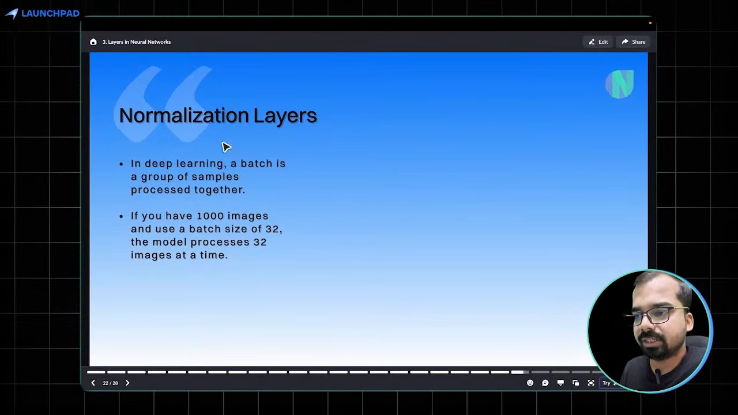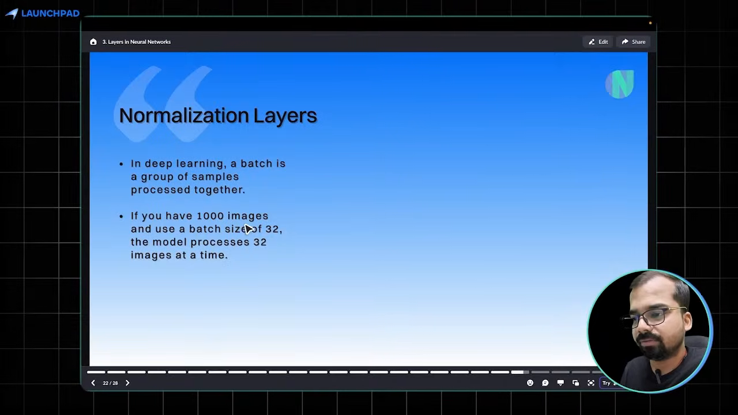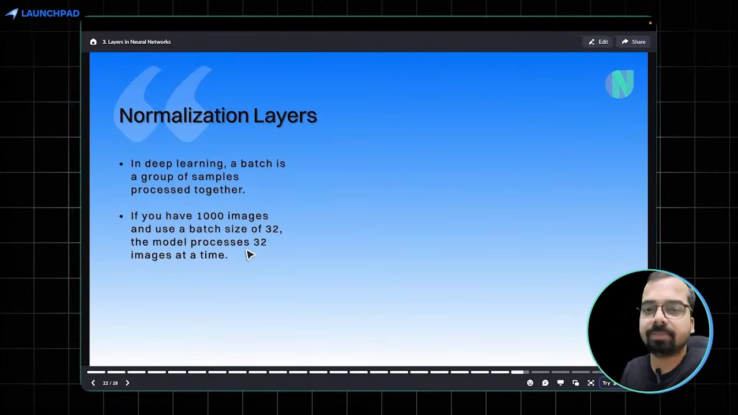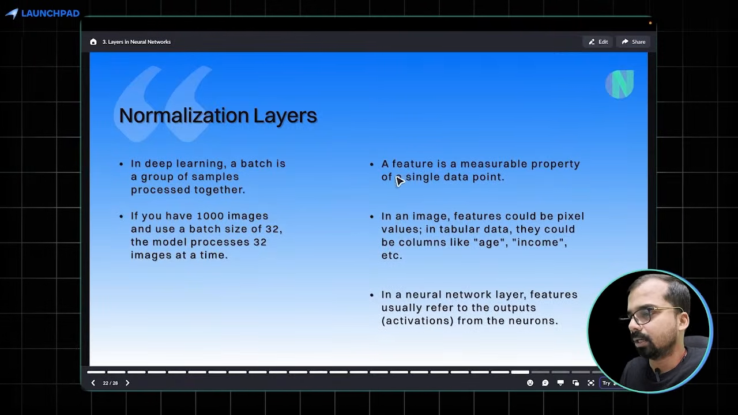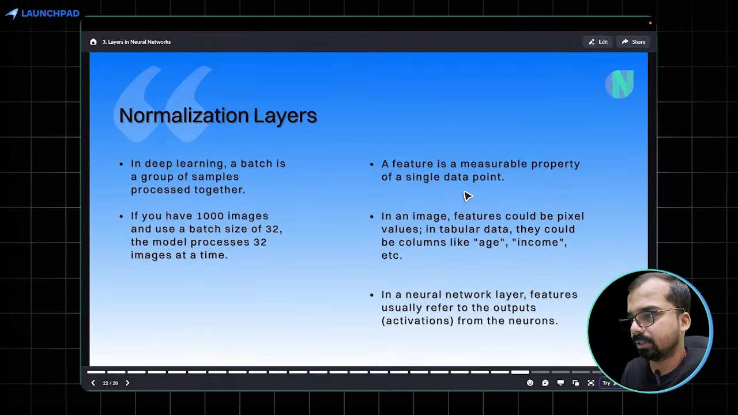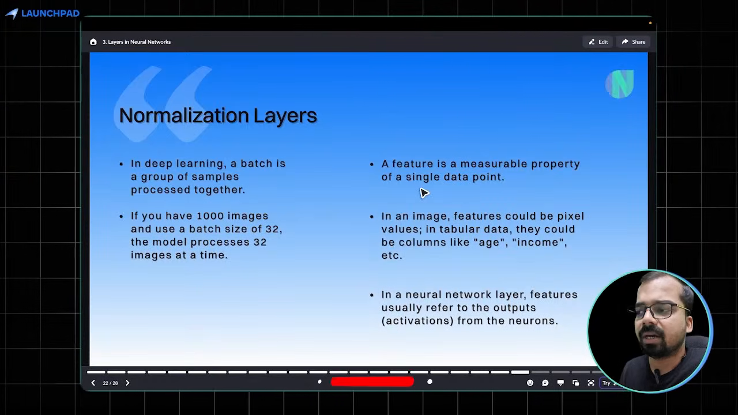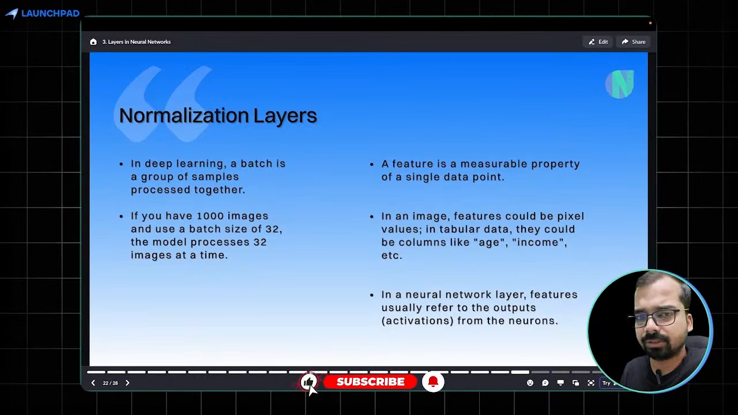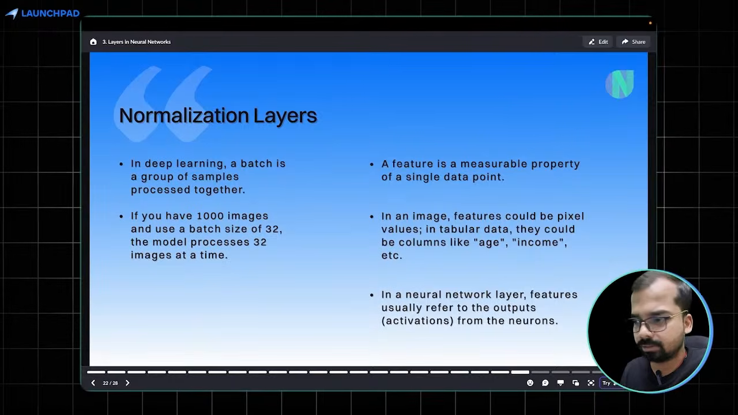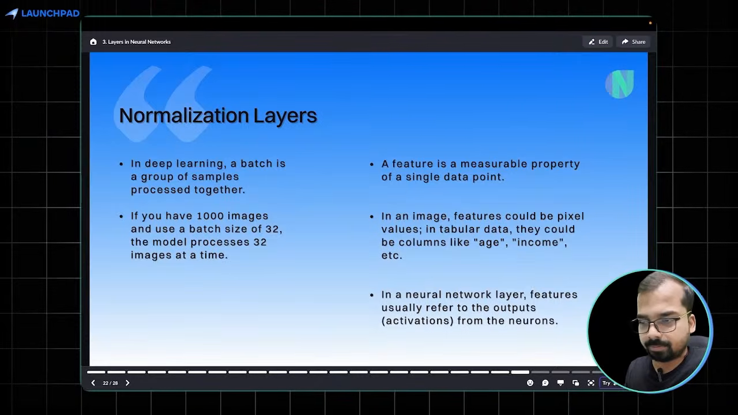So, normalization layers in deep learning: a batch is a group of samples processed together. If you have 1000 images and use a batch size of 32, the model processes 32 images at a time. A feature is a measurable property of a single data point. For example, let's say I have data of different students. They might have marks, student ID, and age. All of these attributes for a particular student are its features.